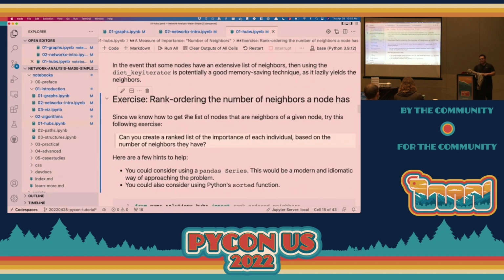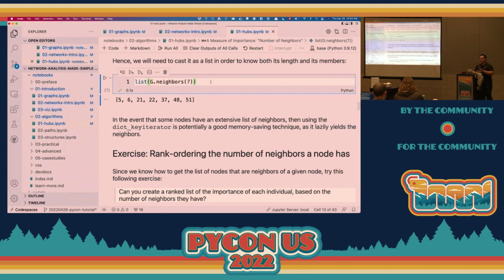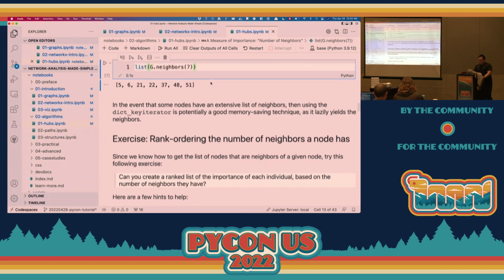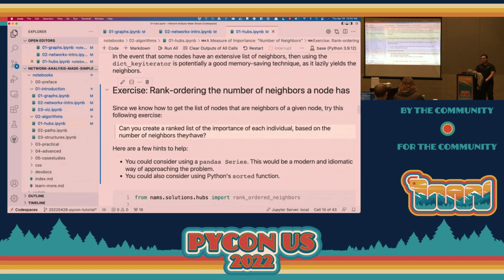So one of the things I'd like you to do then, now that you know how to query a graph for its neighbors, is to create a ranked list of nodes based on how many neighbors they have, right? So spend maybe 3 to 5 minutes on this exercise. And I would encourage you to pair program with your neighbor because this is a really great way of sharing knowledge.